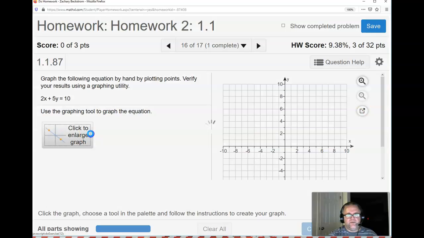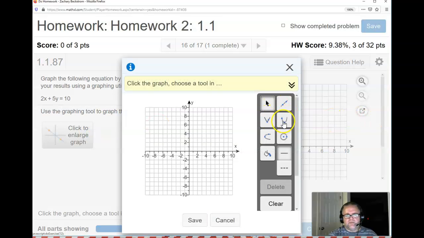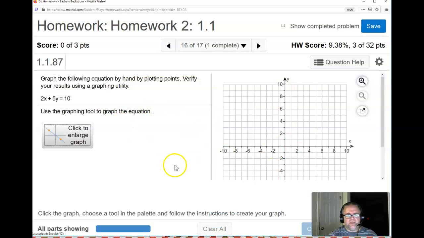And this graphing utility lets us do parabolas. It lets us do straight lines. For a straight line, you just need 2 points. It lets us do left and right parabolas. Here, you just start with the vertex again. So lots of good utility there.